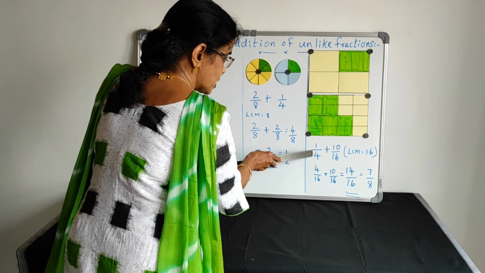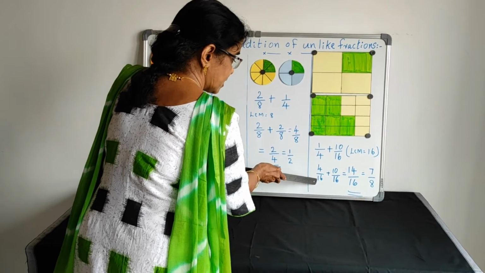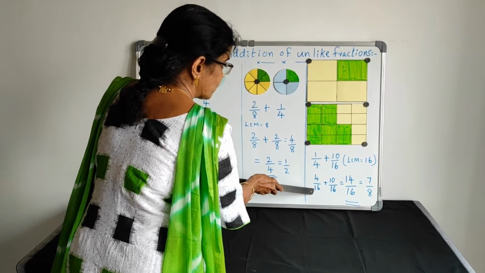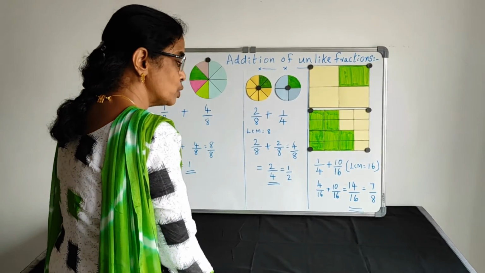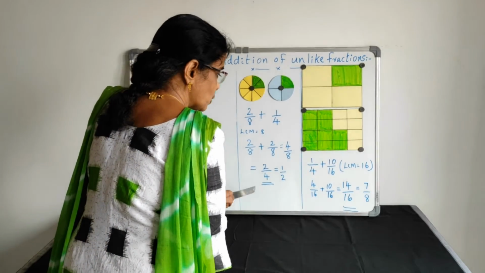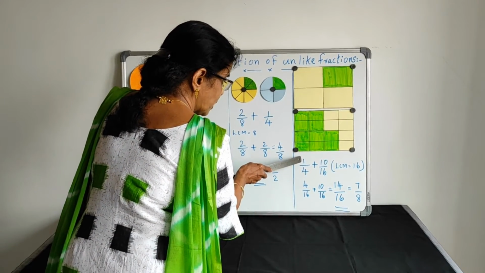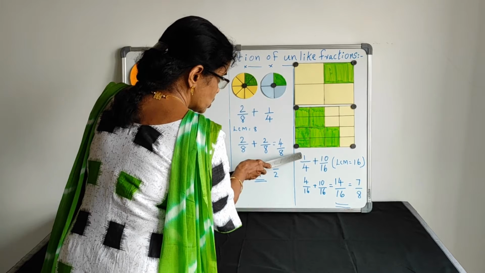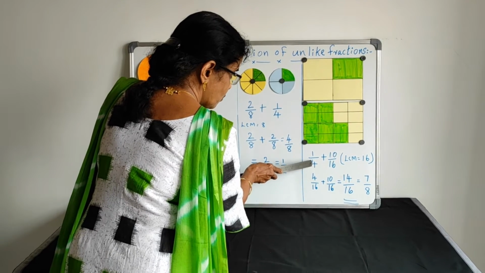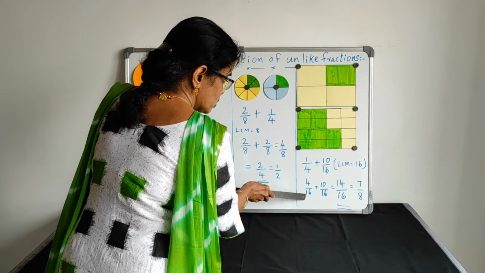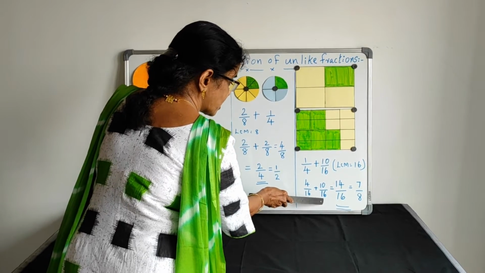So 4 into which number? You are getting 16. That will give you the clue number. So you have to multiply numerator, denominator by that clue number. So here we are multiplying by 4 by 4. So 1 into 4 is 4. 4 into 4 is 16. So now 4 by 16 plus 10 by 16.